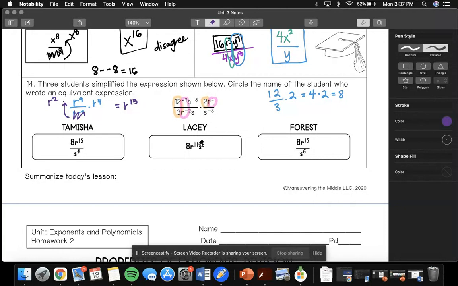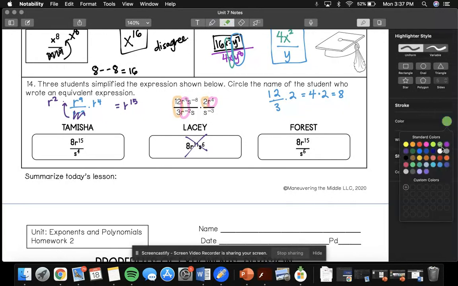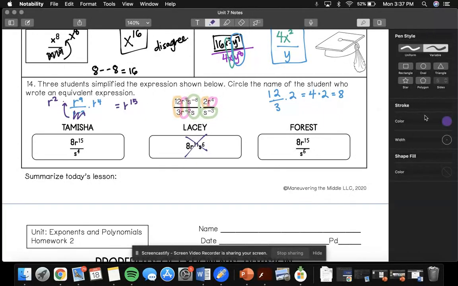So this looks right. This does not look right. We have r to the 11th, and this one is also right. Okay, so we have to check our s's to see which one is the final correct one. So we have s to the negative 8 over s, and then s to the negative 3 in the denominator. So I'm going to write that over here. So I have s to the negative 8 over s, and then I have s to the negative 3 over here.